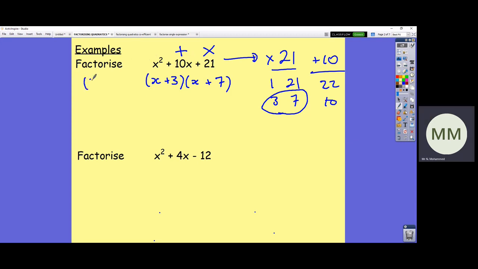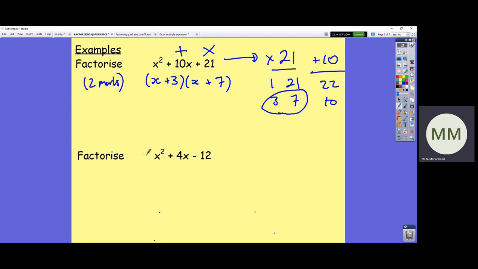This would be around 2 marks, normally at the top end of foundation, but it could come up in a higher paper as well. This can become a bit more difficult, and we will get through to the more difficult ones hopefully in this lesson or the next lesson.